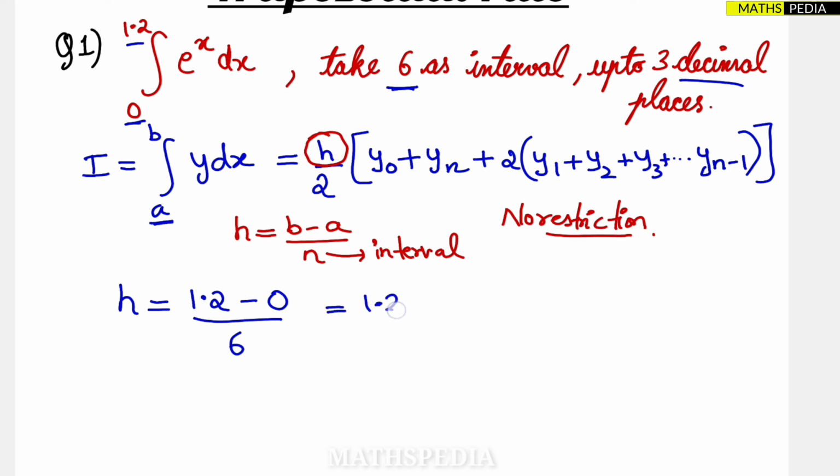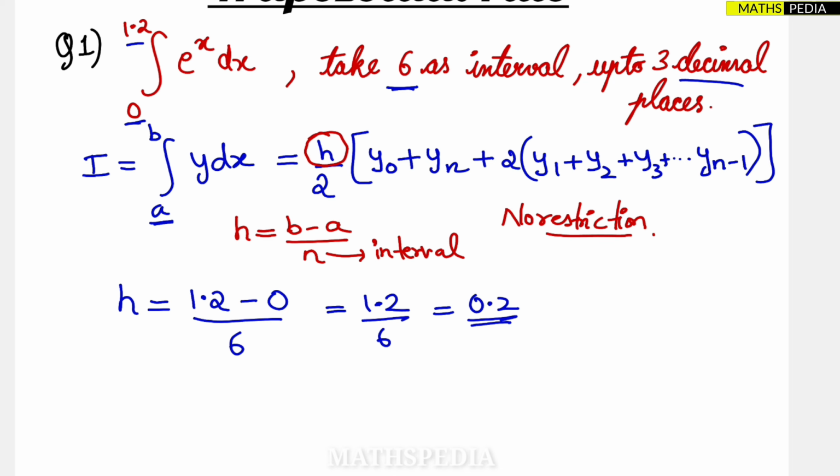So 1.2 divided by 6, how much will you get? 0.2. So after getting the h value, what are you going to do? We have to make sub intervals. Starting from where? Here we have 0 as the lower limit and 1.2 as the upper limit, right? Between these limits we will have sub intervals, and the sub intervals are decided by the h value. That's why I said we first find the h value, then only can you form the table. So using 0.2, I have to form the table.